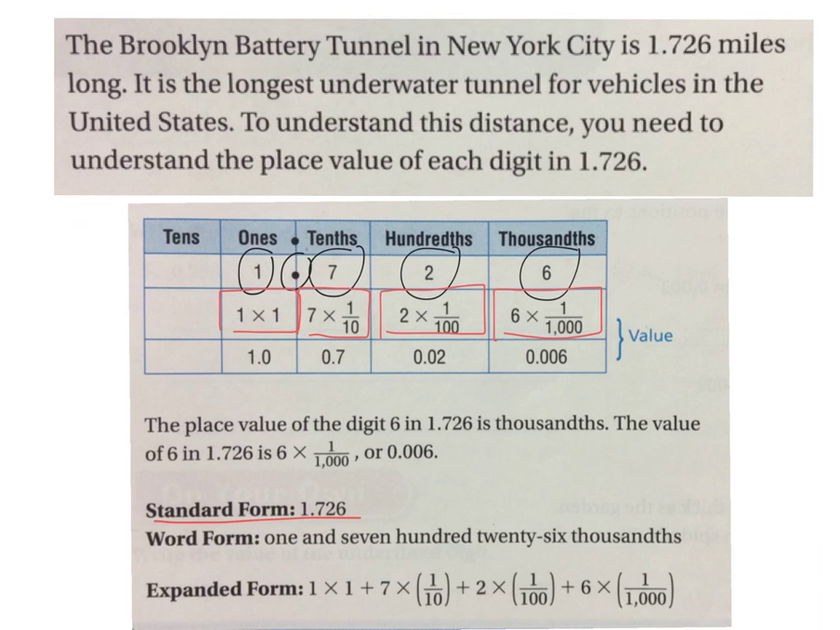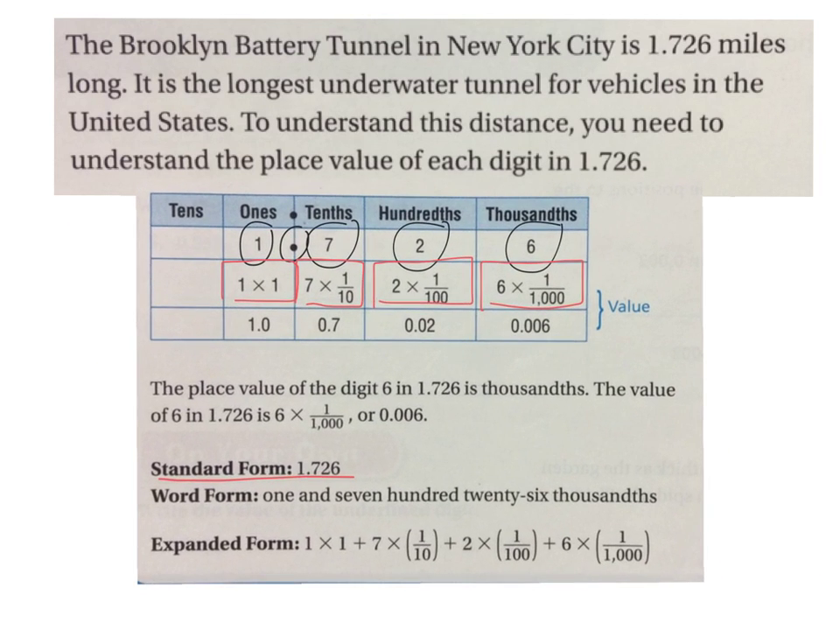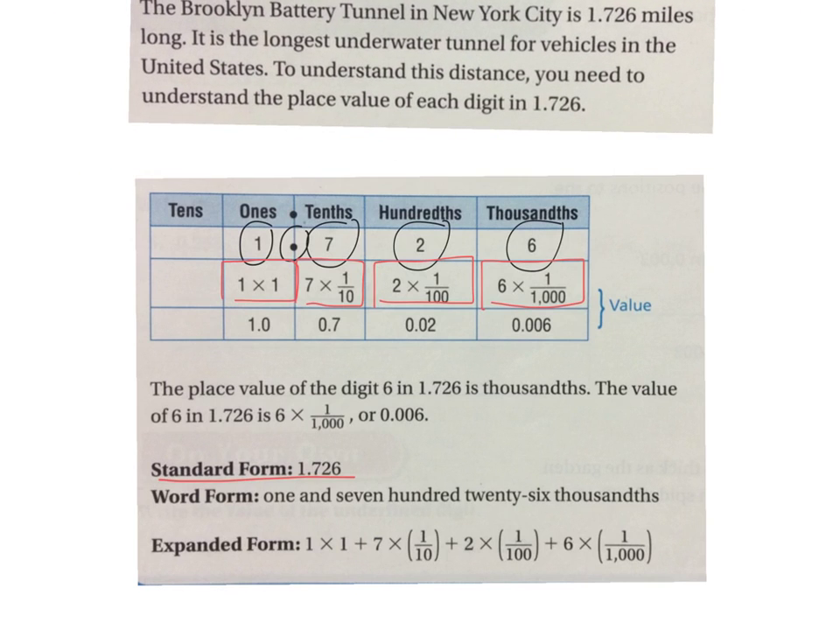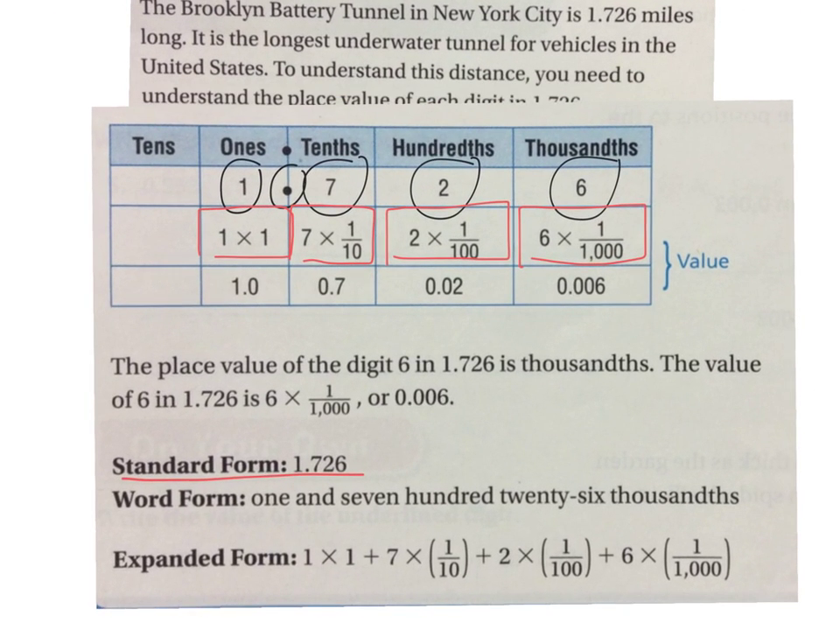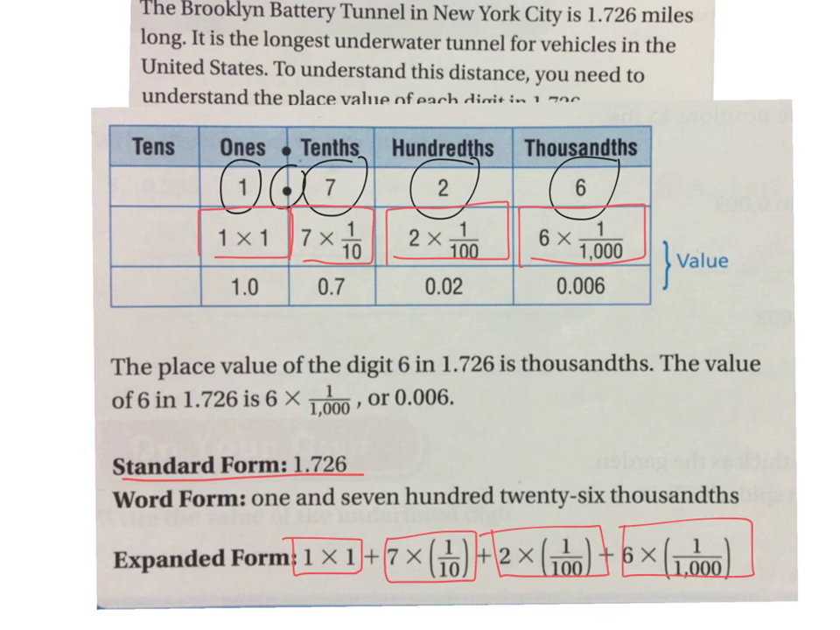So as you can see, the standard form of this number is just the numbers written out in numerals, right? 1.726. Then the word form is it written out in words. 1 and 726 thousandths. Okay. And finally, the expanded form is all this stuff in red. So 1 times 1 plus 7 times 1/10 plus 2 times 1/100 plus 6 times 1/1000.